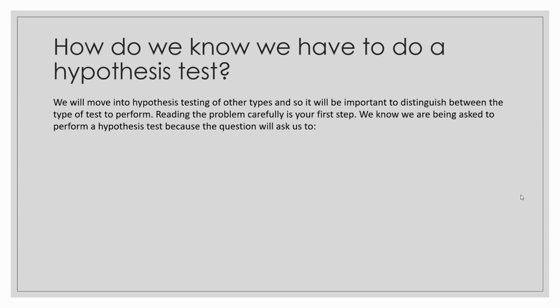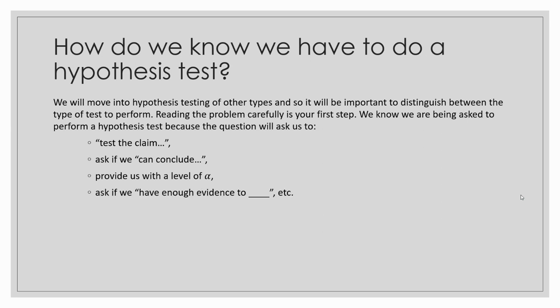What you're going to look for are some key phrases. One is "test the claim." This is a good indication that we have to do a hypothesis test. Another is if they ask us if we can conclude something. If they provide us with a level of alpha, that's also a very important giveaway because we need alpha. And of course, if they ask us, do we have enough evidence to do something? If you see one of these phrases in combination with the alpha level, it's a good indication we have to do a hypothesis test.